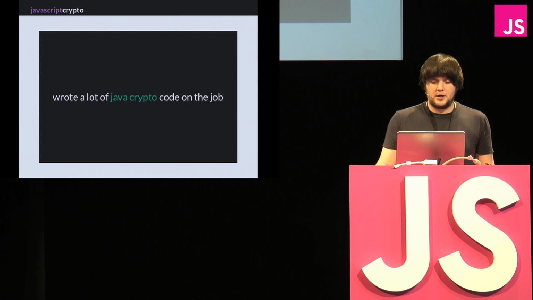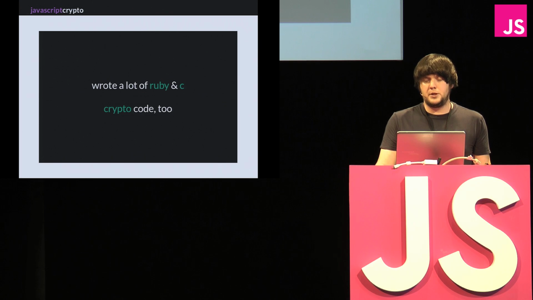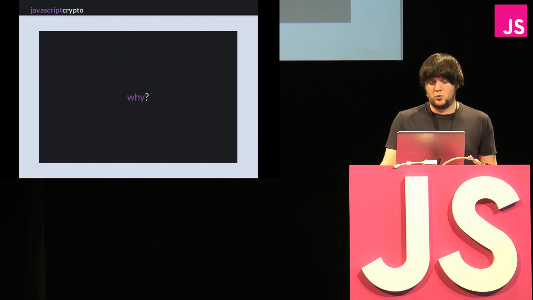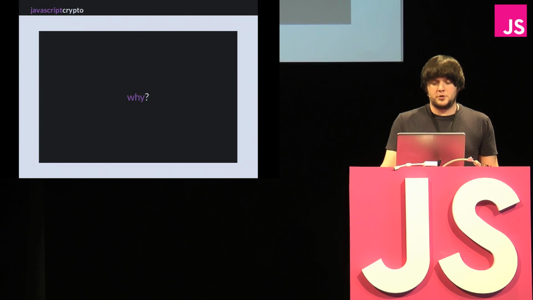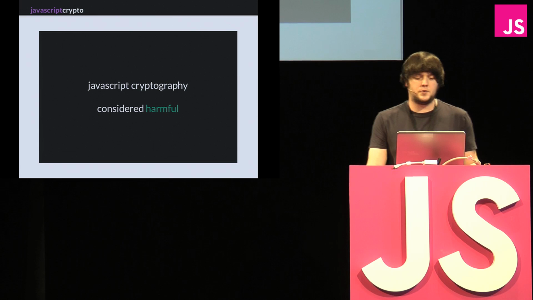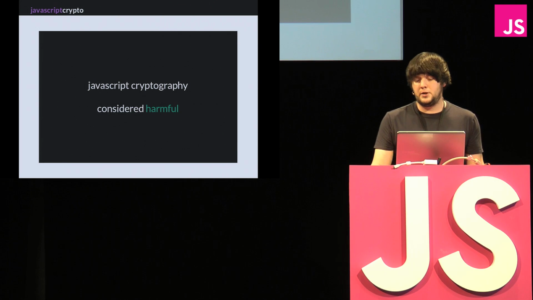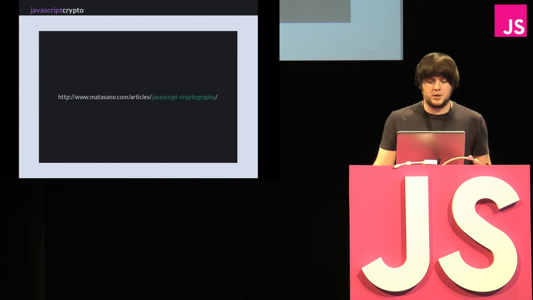I wrote a lot of Java crypto code in the past, and I wrote a lot of Ruby and C crypto code in the past, but I never wrote any JavaScript crypto code. Now, why is that? Is it because I don't like the language? Well, not really, because the reasons for that have been summarized pretty nicely in this blog article. I think you probably read that. It's written by Matasano.